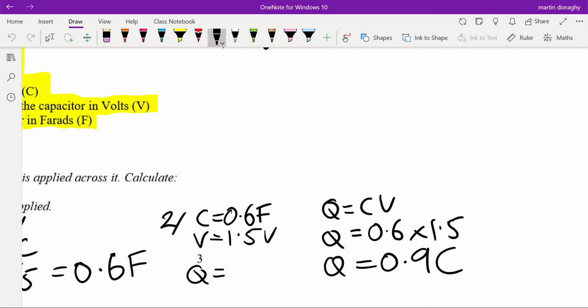Okay, so try the questions below, show your working out, and see if you get the same answers that are written in this OneNote.